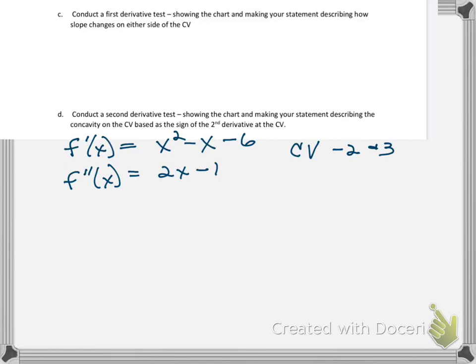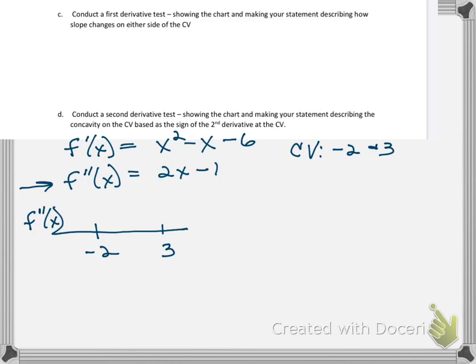Okay, so I've copied down the first derivative test. I've identified again the critical values, and now I've done the second derivative. So to do the second derivative test, you are still testing the critical values. Do not test an inflection point. Don't even take the inflection point. So here I'm going to put f prime prime of x, and unlike the first derivative test, I do not test to the left and the right.